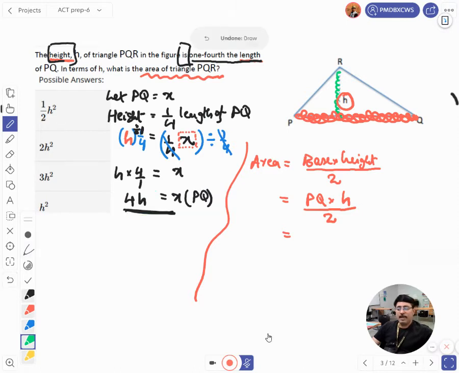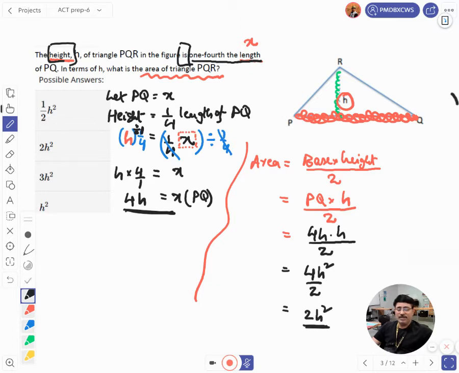Then I get 4h times h over 2. 4h times h, that gives me h square, divided by 2. So 4 over 2 gives me 2h square. So that's the area. Of course, we have the options here.